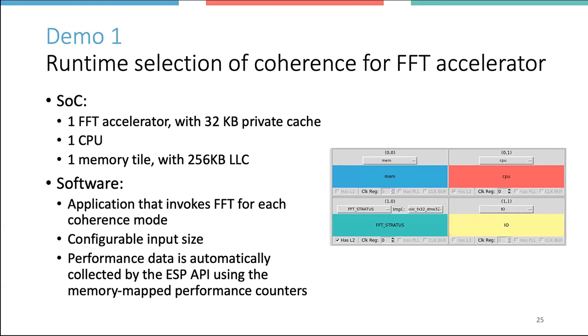So the first demo that we've prepared is on runtime selection of coherence for an FFT accelerator. It's a simple SoC configured with one FFT accelerator with a 32 kilobyte private cache, one CPU, and one memory tile with a 256 kilobyte last level cache. The software application that we've written invokes the FFT accelerator once for each coherence mode. The application is also modified very little from the template generated by ESP. The dataset size is configurable from the command line by specifying a number of FFT batches to perform. And the performance data is automatically collected by the ESP API using the first option for performance monitoring, using the memory mapped counters in each tile.